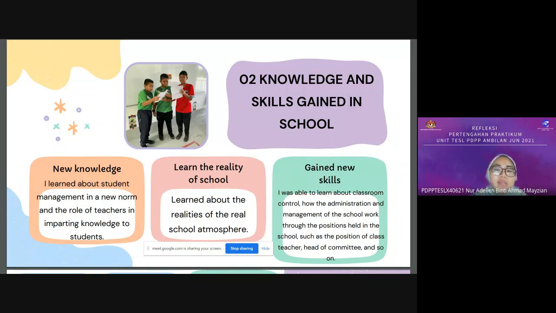And also I learned about the reality of school. I learned about the realities of the real school atmosphere in SK4, whereas this school is definitely a new environment for me, because I have never dealt with the orang asli people. This is a rural area school where we met pupils of different races, and it really opened my mind, where I can learn the reality of schools nowadays, with all the challenges that we are currently facing as teachers right now.